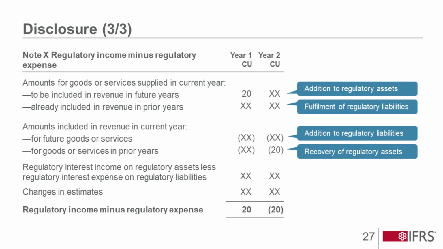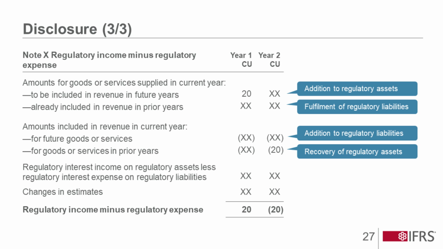Now, turning to the specific disclosure proposal of breakdown of regulatory income minus regulatory expense. The board proposes this requirement to enable users to understand the components and causes of regulatory income and regulatory expense. Going back to the very simple example that Tadeu discussed previously, the regulatory income of 20 in year 1 consists fully of additions of regulatory assets. The regulatory expense of 20 in year 2 consists fully of recovery of the regulatory asset.